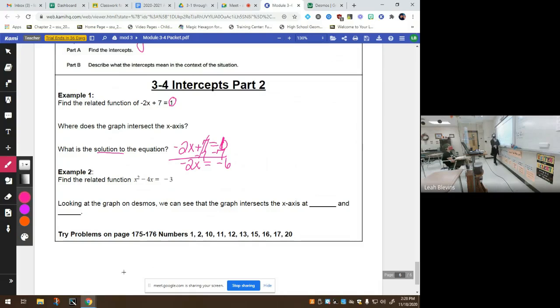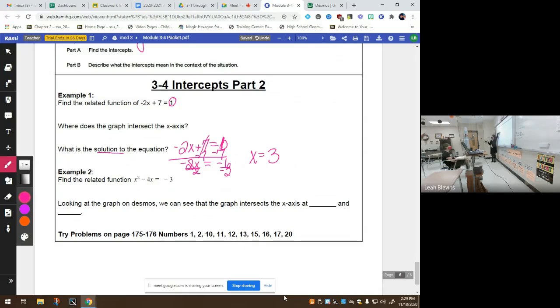Now what do I do to get x by itself? Divide both sides by -2. Property of equality says if I do it to this side, I got to do it to this side. -2 divided by -2 is a positive 1. 1 times x is x. -6 divided by -2 is a positive 3.